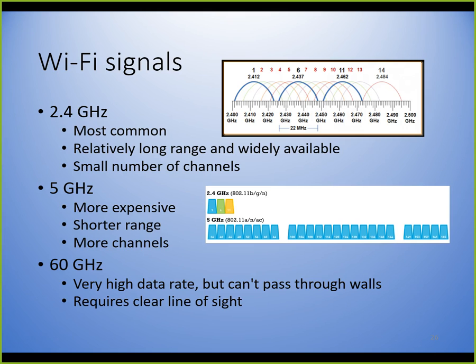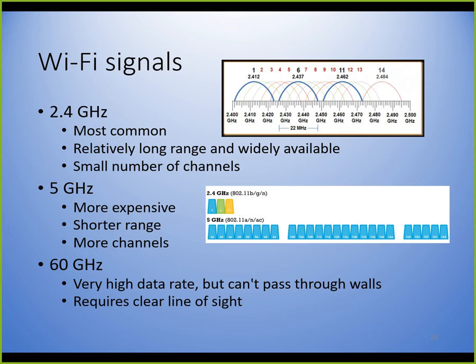The only clear channels in what the picture at the top is supposed to show are 1, 6, and 11. All the others overlap with each other. Most common, relatively long range, wide availability, small number of channels, small number of clear channels: 1, 6, and 11. Those are numbers you may want to make a note of.